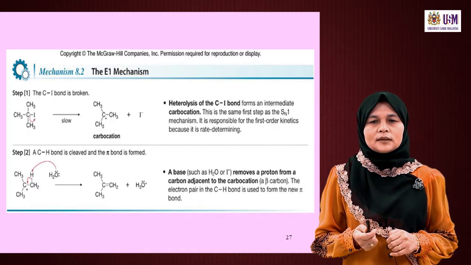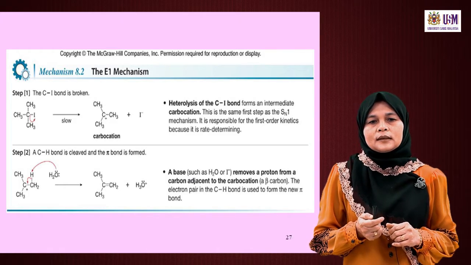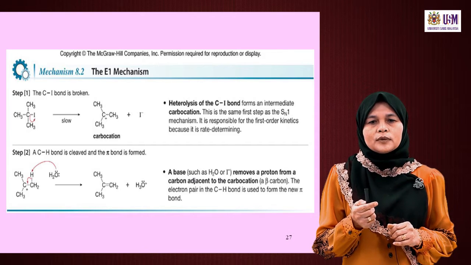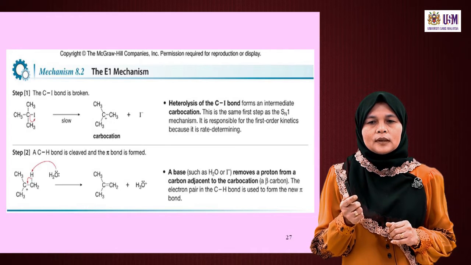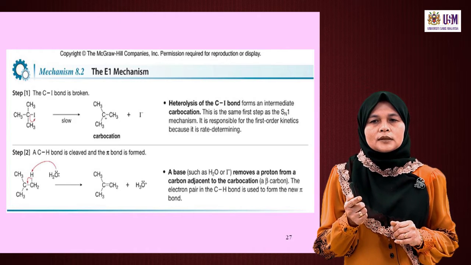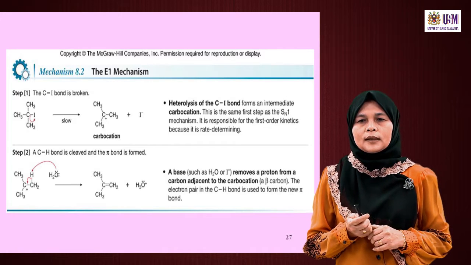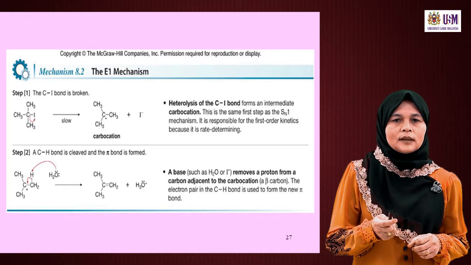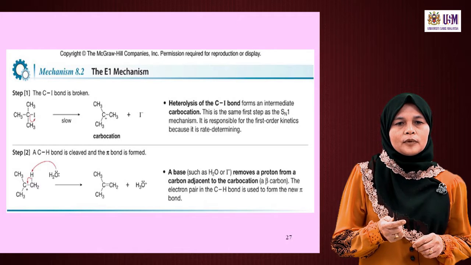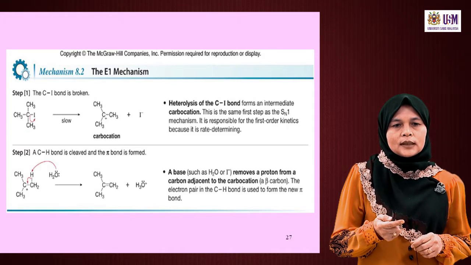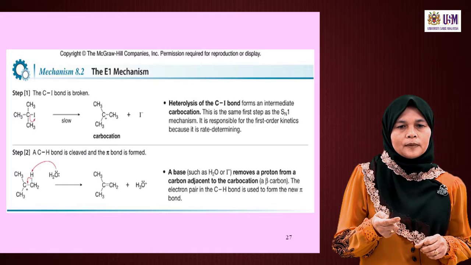Mechanism of elimination E1. An E1 reaction exhibits first order kinetics. The E1 reaction proceeds via a two-step mechanism. The bond to the leaving group breaks first, before the bond is formed. The slow step is unimolecular, which involves only the alkyl halide. Reaction here shows the E1 mechanism. The first step is the C-I bond is broken, and in the second step the C-H bond is cleaved and the pi bond is formed.